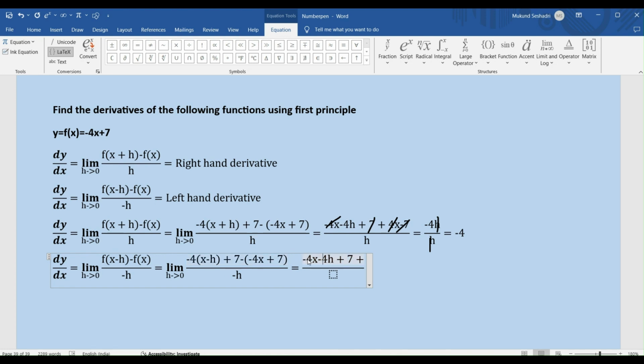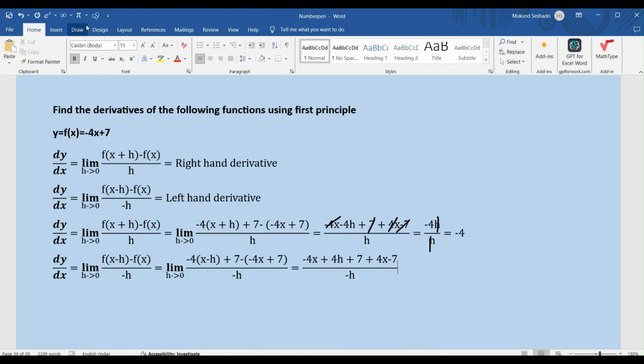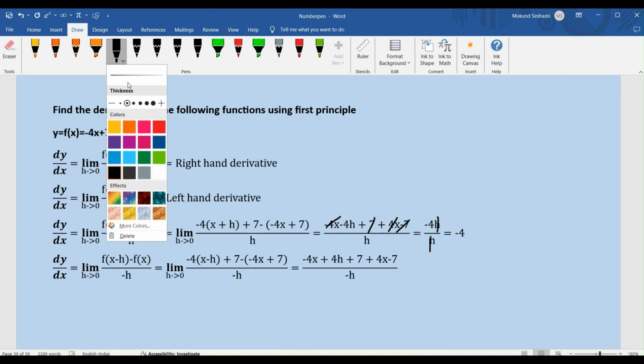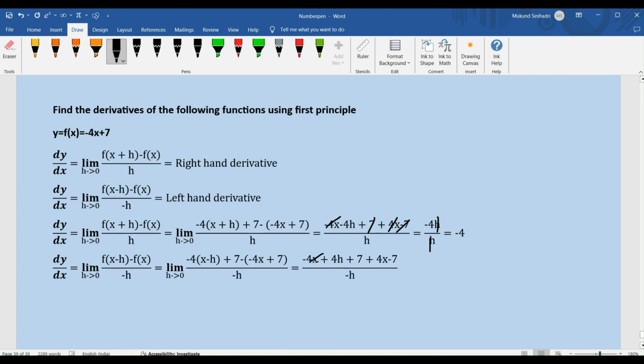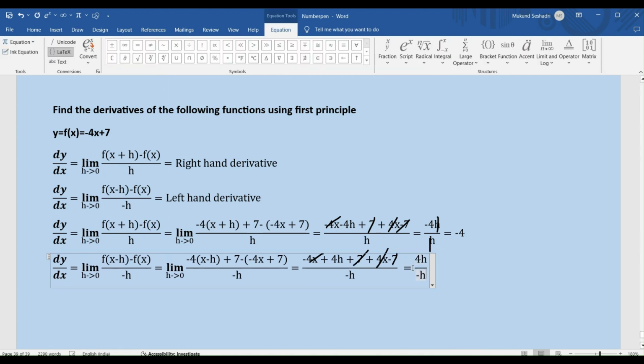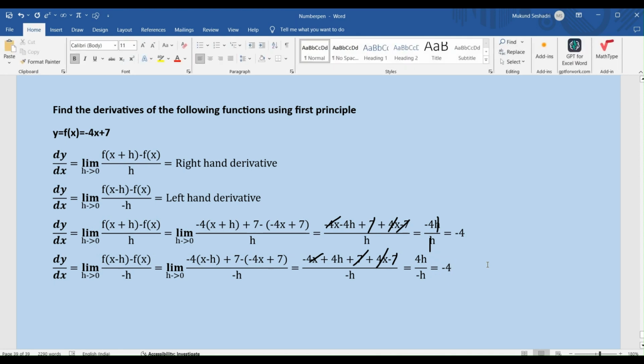My numerator becomes minus 4x plus 4h plus 7, and I have my plus 4x minus 7, right? And I still have my minus h in the bottom. So that allows me to cancel out my 4x and my 7 as well. My minus h and h get cancelled, and I'm left with minus 4, right? So in this case, we notice that my right hand derivative and my left hand derivative do exist. They are finite and they are equal, right?